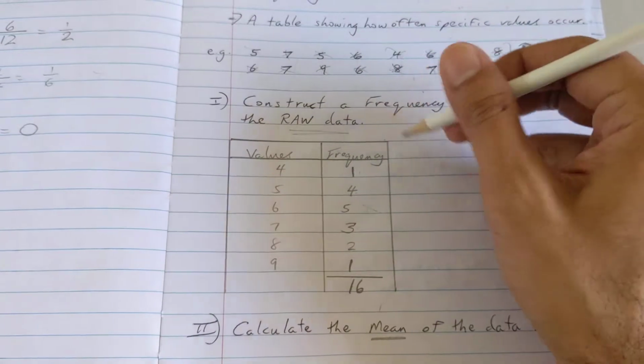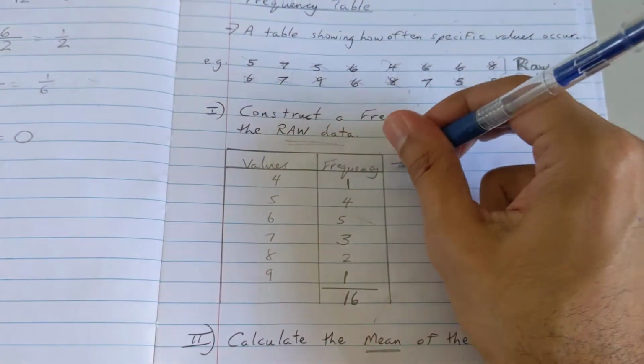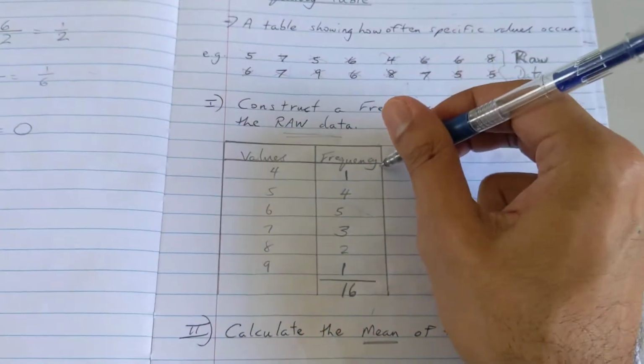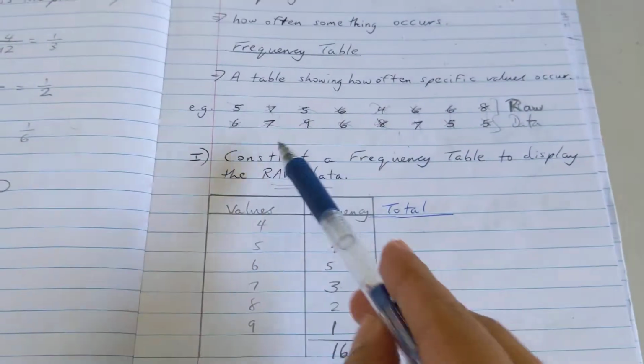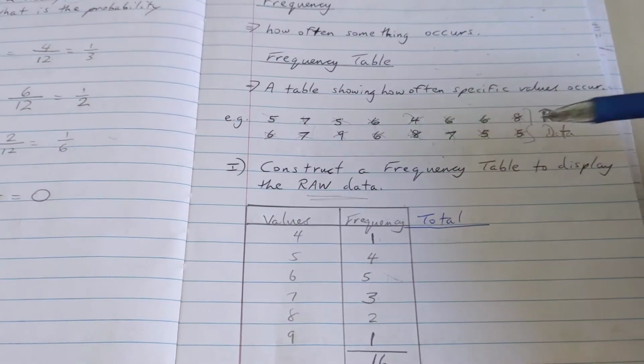So I need to put a new column on my table to incorporate how I'm going to add up all the numbers, because I want to use the table, right? Once I have the table, I could have easily added up all these numbers and then divided by how many numbers I have.